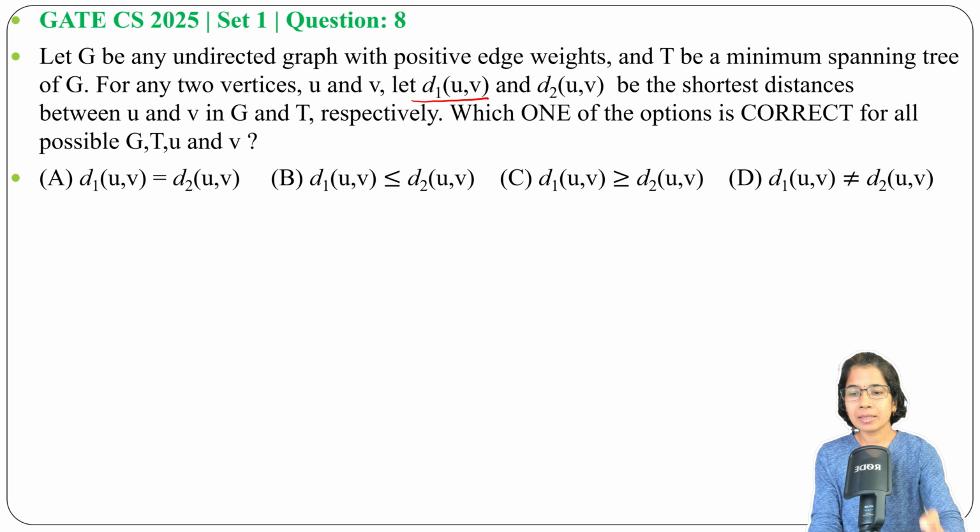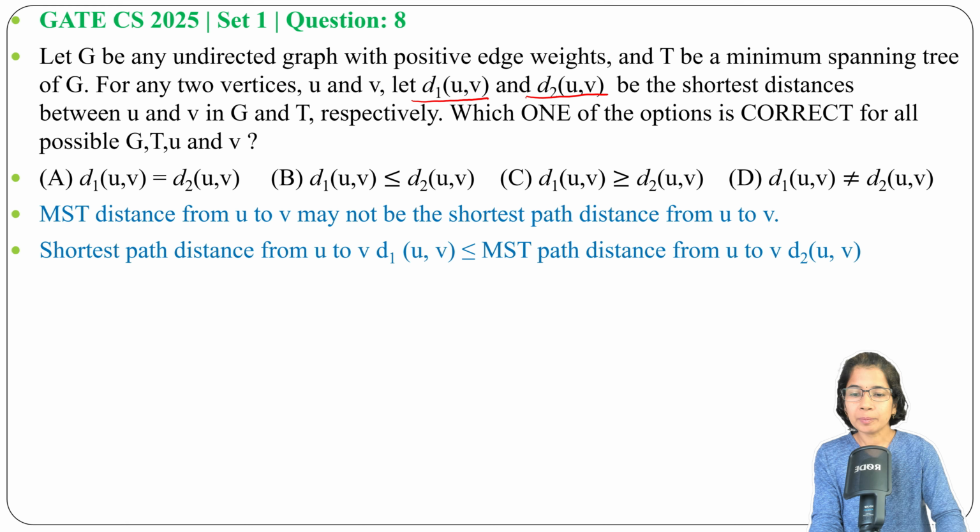D1 UV is the distance between U and V in graph G, whereas D2 UV is the distance between U and V in minimum spanning tree T. Here the distance between U and V in the graph can be shorter than the distance in the tree. So the answer will be option B: D1 UV less than or equal to D2 UV.